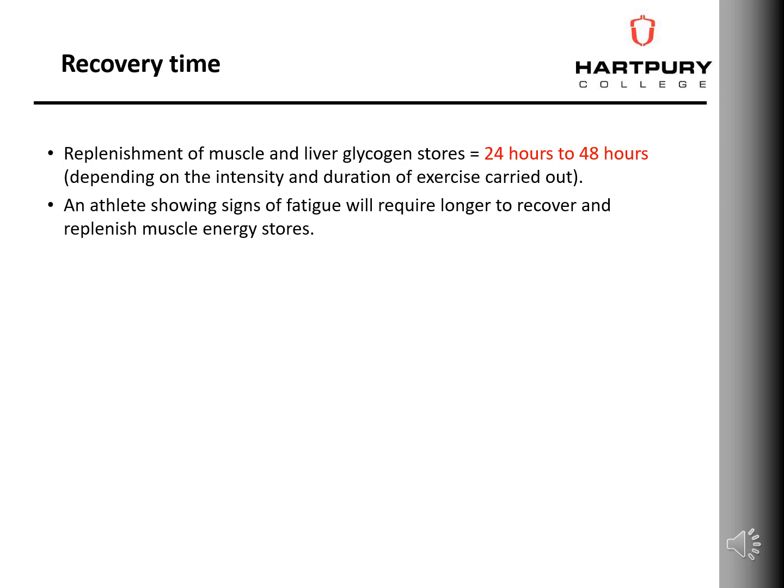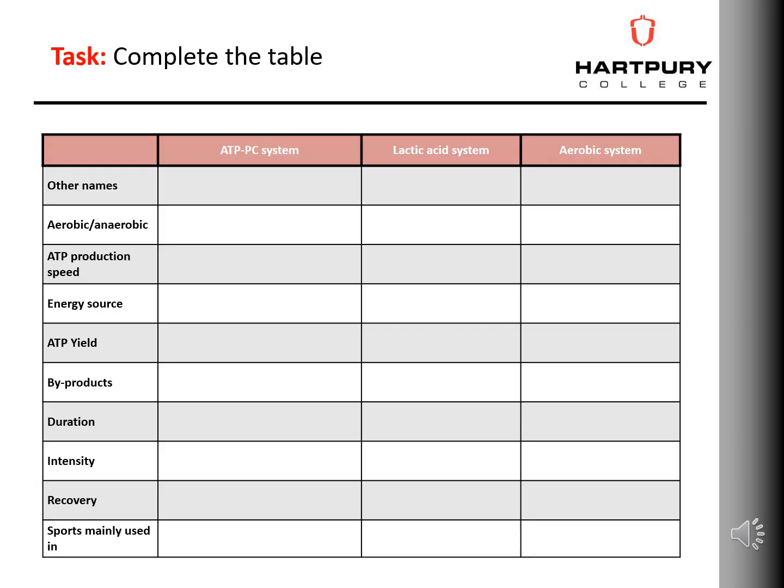Recovery time. Replenishment of muscle and liver glycogen stores takes 24 to 48 hours. So this aerobic system takes 24 to 48 hours to recover. Obviously that is dependent on intensity and duration, so that's important to note. Any athlete that shows signs of fatigue will require longer to recover and replenish these stores. Have a go now at finishing this table for the aerobic system.